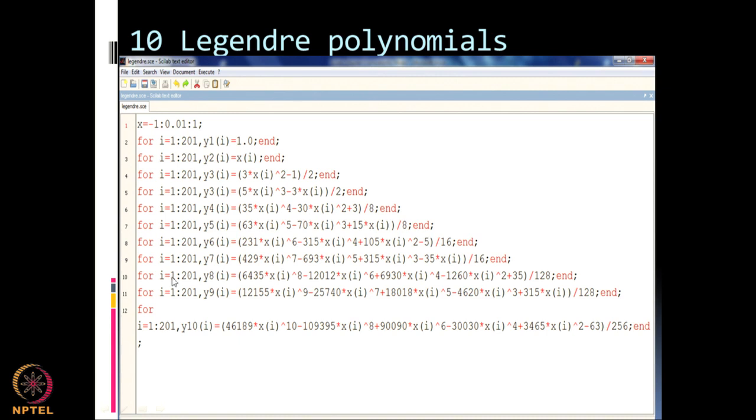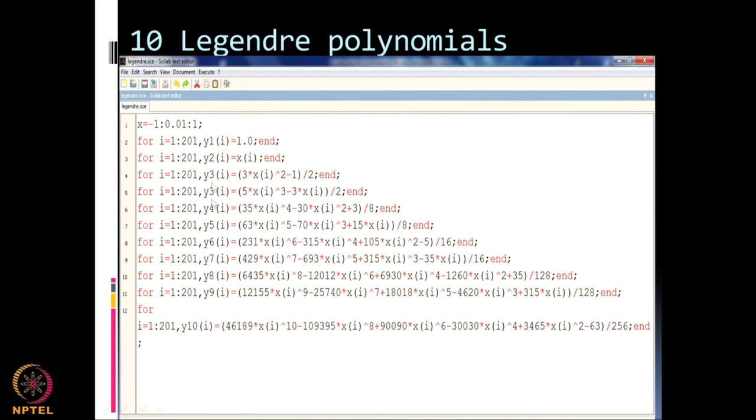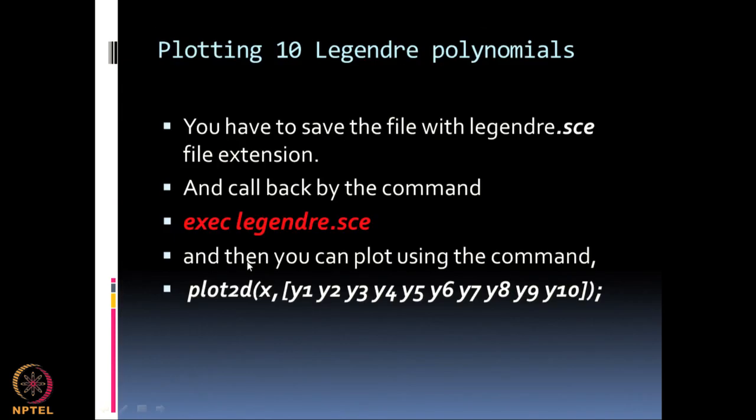Okay. I want to plot all of them. So, the command is given in this particular line. I want to plot these 10 Legendre polynomials. But when I type all these things, I save it. Remember, I create it using an editor command. I save it as legendre.sce. Now, I will execute that entire file. When I execute the file, it will generate all the polynomials. Now, I want to plot all of them.